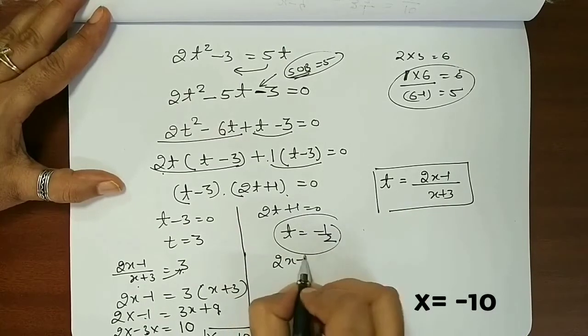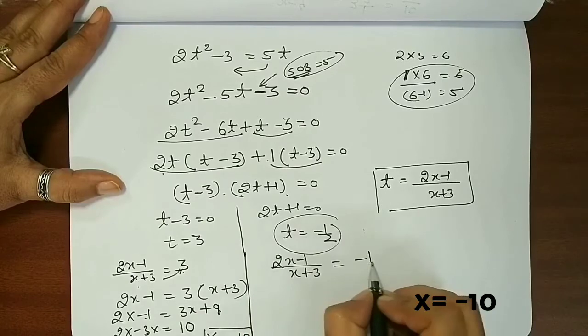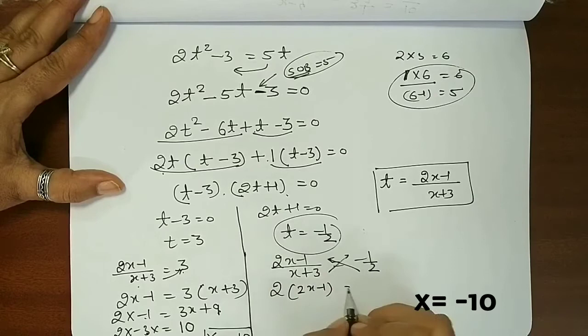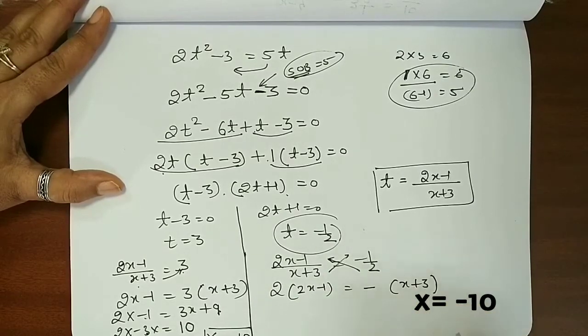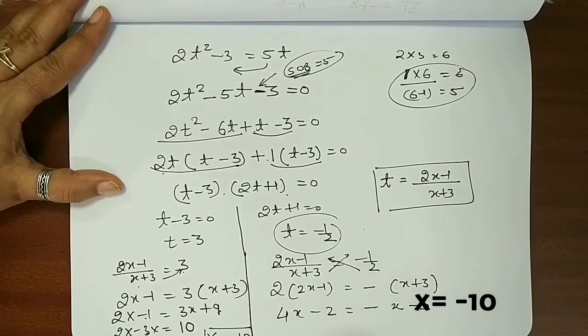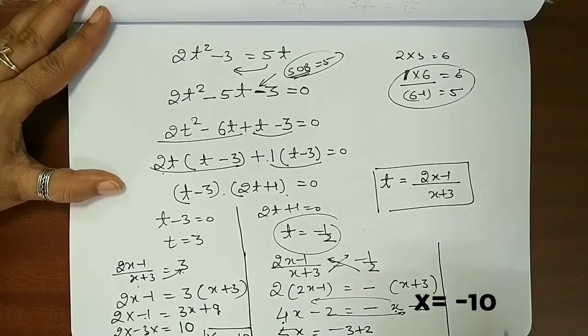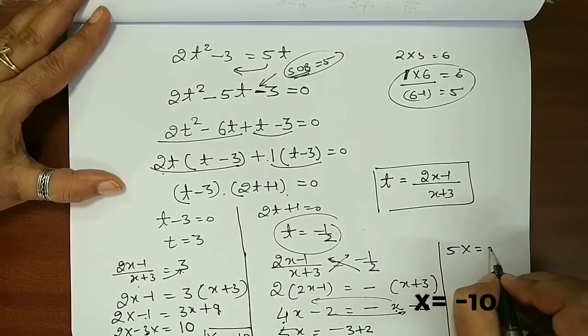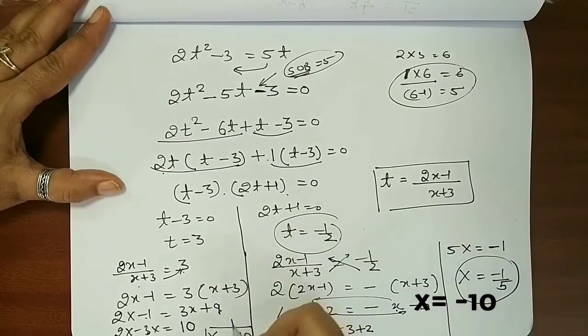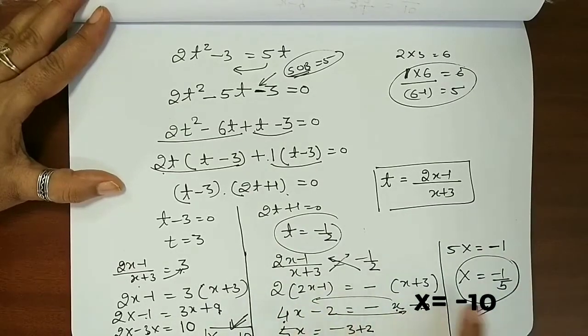If (2x minus 1) by (x plus 3) is minus half, then by cross multiplication, twice of (2x minus 1) minus (x plus 3), which is 4x minus 2 minus x minus 3. Okay, so can I take x here and minus 2? So it will be 4x plus x is 5x is equal to minus 3 plus 2, which is 5x is equal to minus 1. That means x is minus 1 by 5. So this is my final answer, these two.